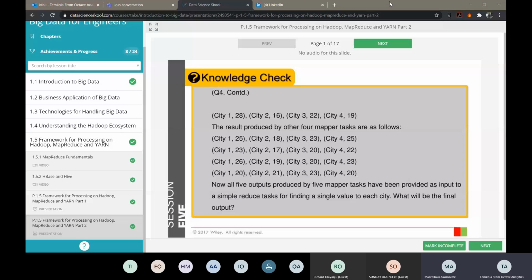Okay. Also, while we were looking at HBase, there was a point I noticed there. It mentioned that it has low latency. So can we say that that is a shortcoming of HBase?